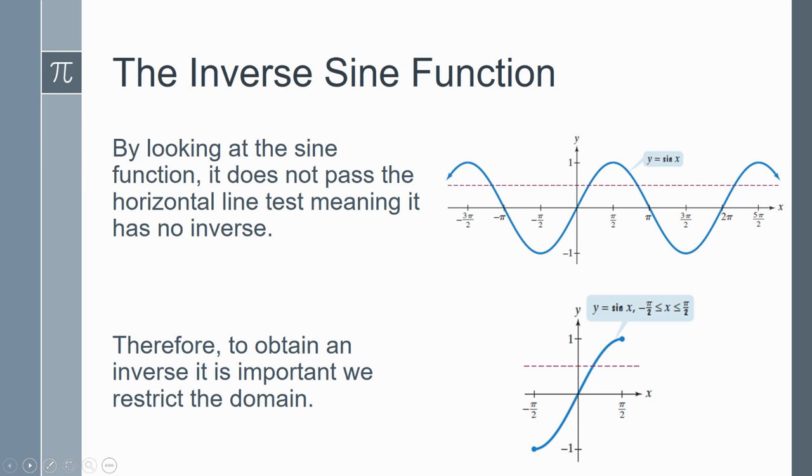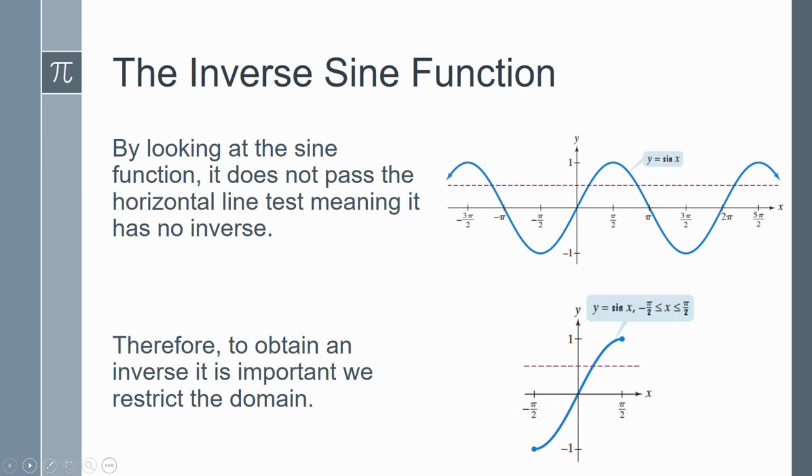So the inverse sine function. By looking at the sine function over here on the right, if I'm looking at the graph and I draw a horizontal line through that function, it does not pass the horizontal line test. And what that means is that we don't have an inverse. Okay, so it's not going to have an inverse function when it doesn't pass the horizontal line test.